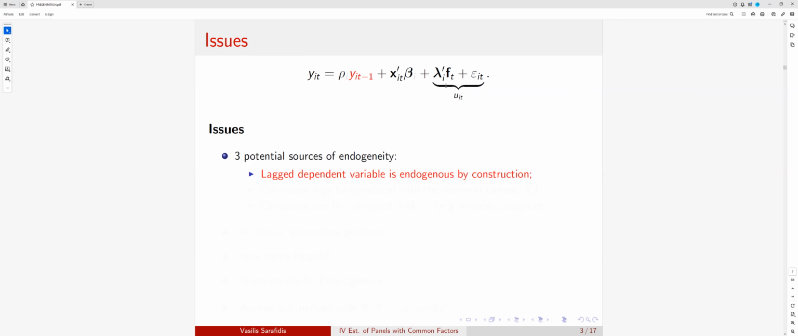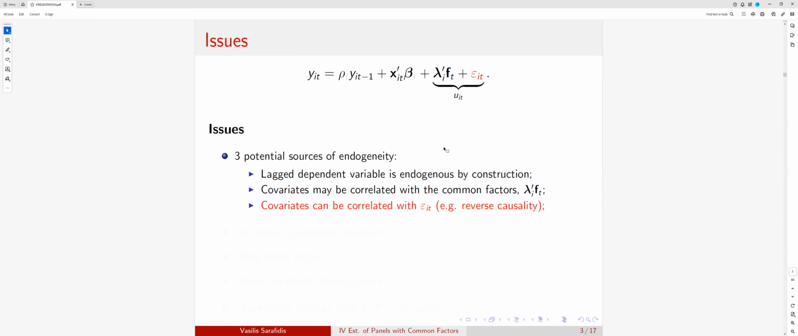Secondly, the model covariates may also be endogenous. For instance, the unobserved factors may influence not only the dependent variable y, but also the covariates. For instance, the quality of corporate governance may not affect bank risk only, it may also affect bank profitability and asset liquidity. At the same time, covariates can also be correlated with a purely idiosyncratic error as well, which is due to reverse causality, for example.